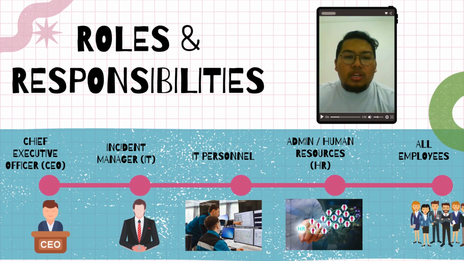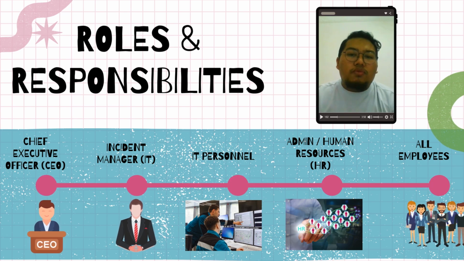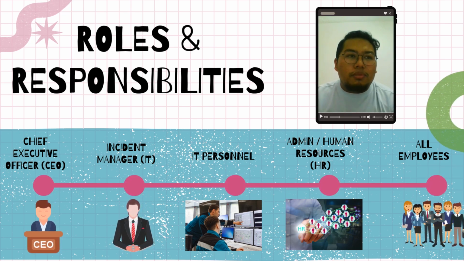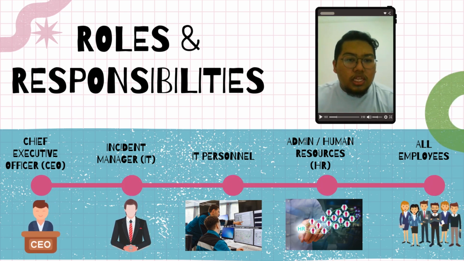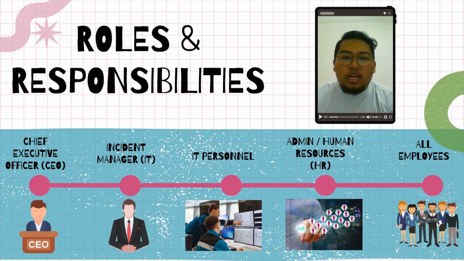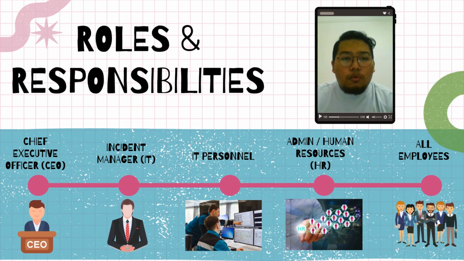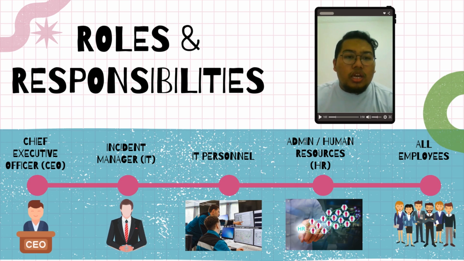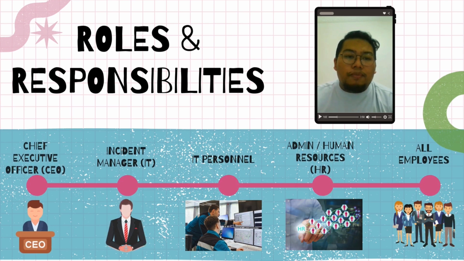Number five is very important: all employees must report anything strange, like a system problem or suspicious activity, and everyone must help the security. Follow this role and responsibility.